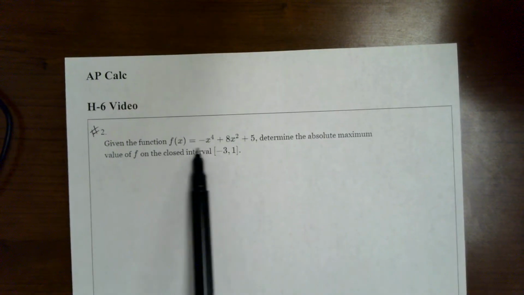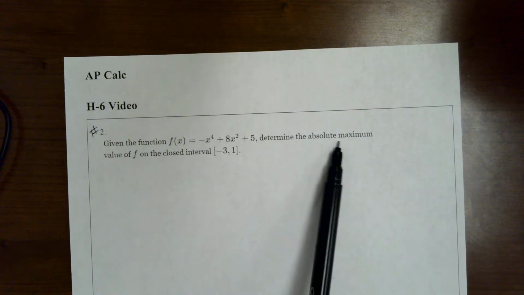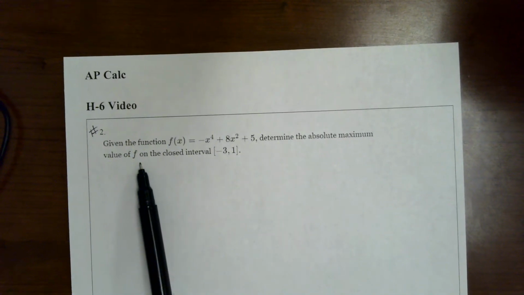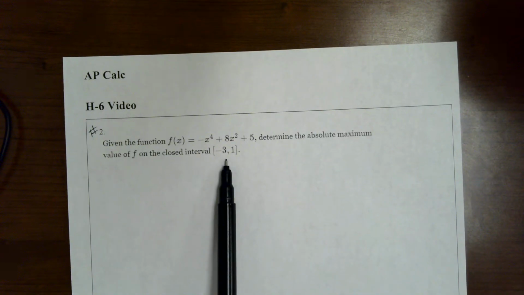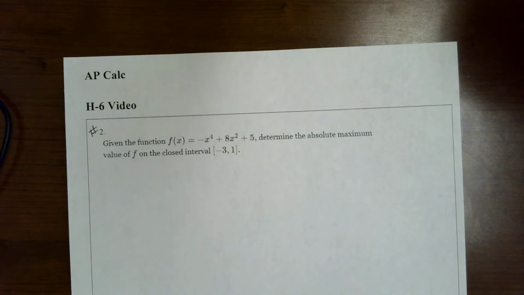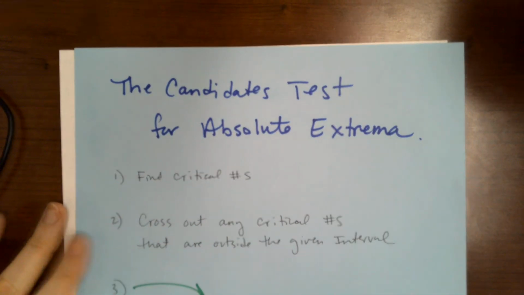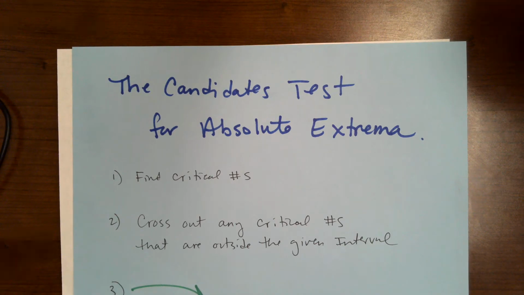So given the function f of x equals this, determine the absolute maximum value of f on this closed interval. So we've got to use something called the candidates test for absolute extrema, okay? And the candidates test involves finding all of the candidates at which an absolute max or min could occur. And then it involves putting them in a table of values, finding the outputs, and then you look for the highest or lowest.